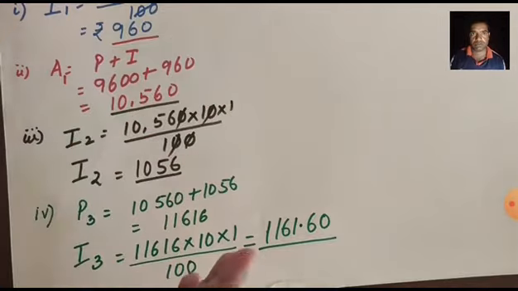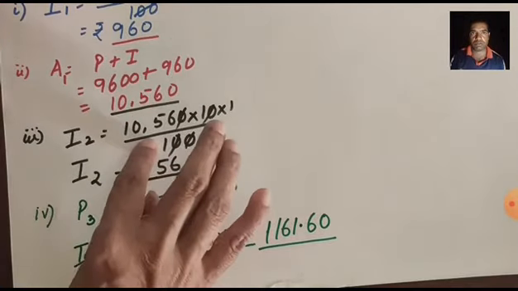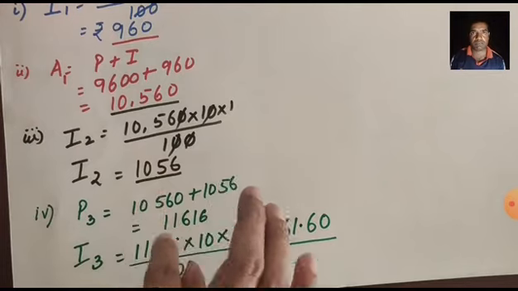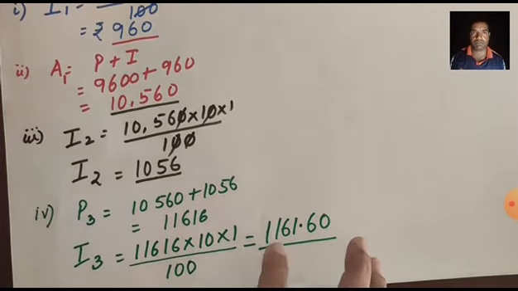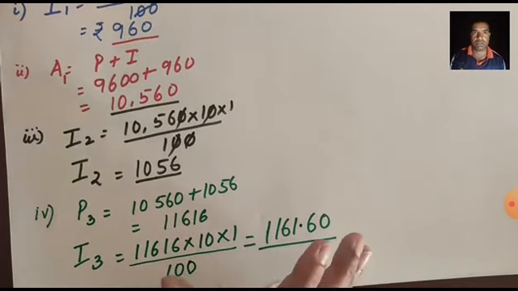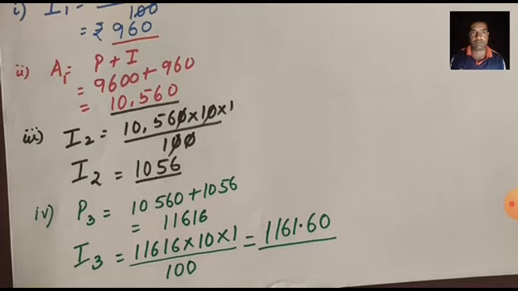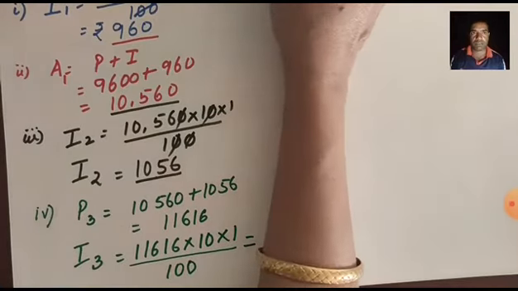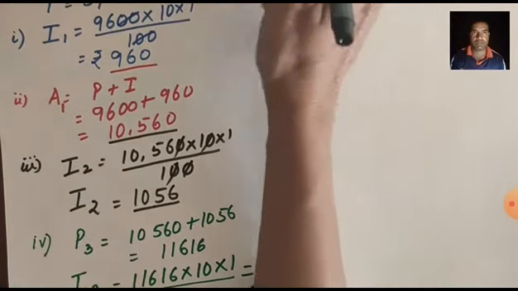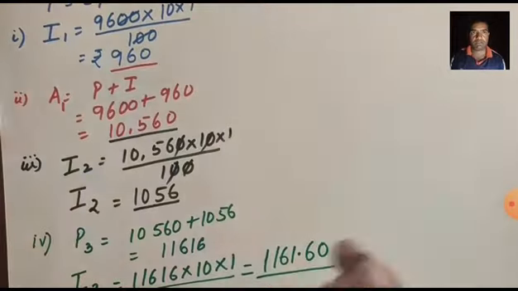Have you understood how we found it out? First we found the I1, then A1, the amount, then I2, then P3, then I3. Okay, I am explaining the problems by different methods so that you understand very well. Now after that we will see the next problem, question number 11.